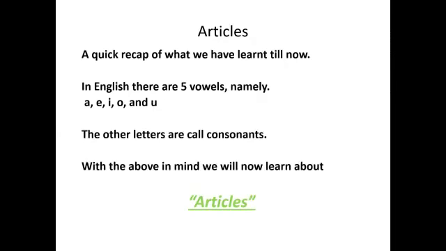Today's topic is about articles. Let's see a quick recap of what we have learned till now. In English, there are five vowels, namely A, E, I, O, and U. The other letters are called consonants. With the above in mind, we will now learn about articles.